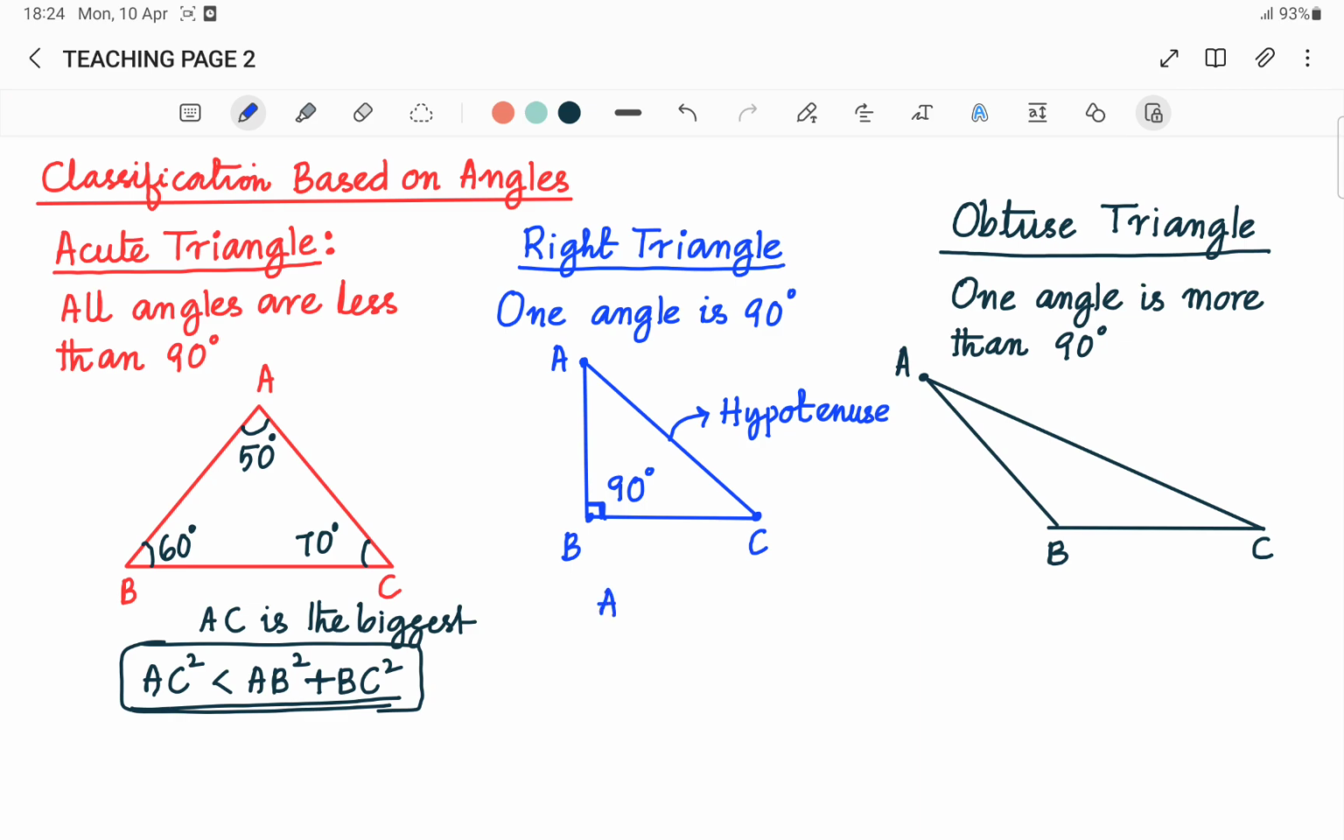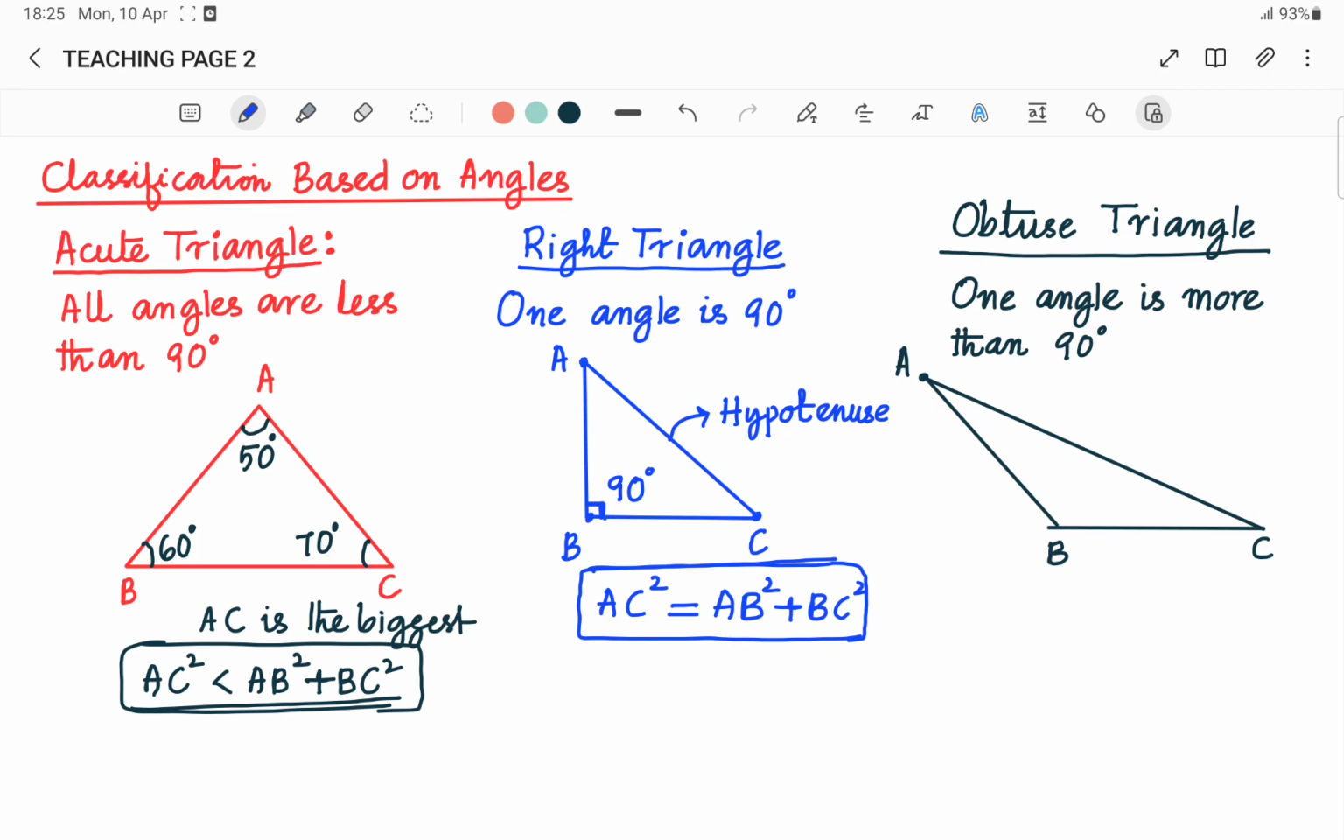We can use the famous Pythagoras theorem, that is AC square is equal to AB square plus BC square. This is how you identify a right triangle if sides are given. If this criteria is satisfied, then you can say it is a right triangle. Here AC is the hypotenuse, which is the biggest side in the triangle.